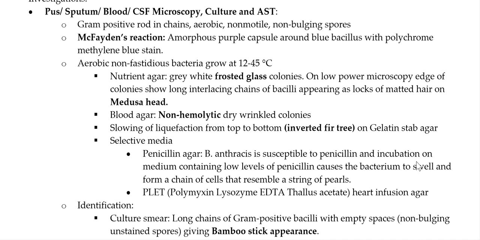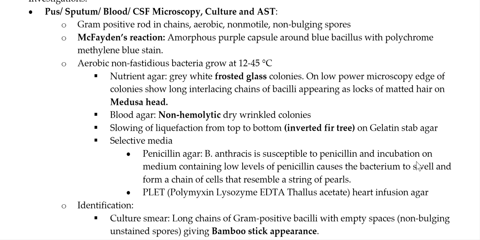So which investigations should I do? Based on the lesion, you can either collect pus, sputum, blood, or CSF, and then you can send it for microscopy, culture and AST testing. On microscopy, you will see these gram-positive rods in chains, aerobic, non-motile, with non-bulging spores. And if you stain it with polychrome methylene blue, you will see this purple capsule around the blue bacilli, which is very famously known as the M'Fadyean reaction, and it is a very frequently tested question at various examinations.